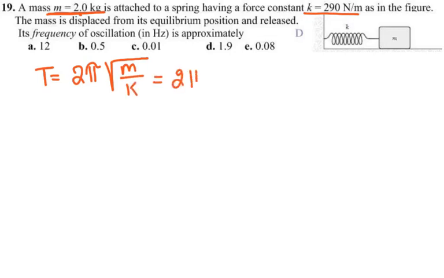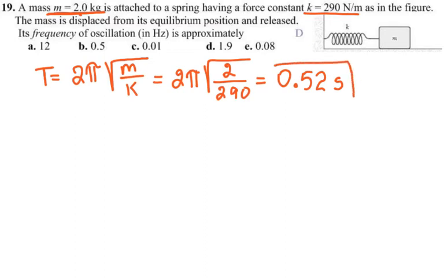I have 2 pi. M is given, it's 2. K is given, 290. And I guess if you put this in the calculator, that should give 0.52. Now I see why you were asking the questions. The period is measured in seconds. So period is the time. So it's 0.52. Yes, that's your correct answer, not the D part.